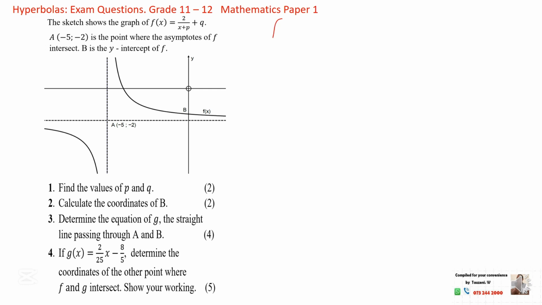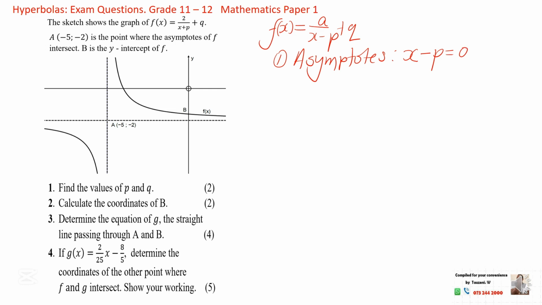We know that if our equation is given as f of x is equal to a divided by x minus p, plus q, the first thing to notice is we must know very well how to determine the equations of the asymptotes. The first one comes from equating the denominator to 0. So x minus p is equal to 0. That gives me x is equal to p.